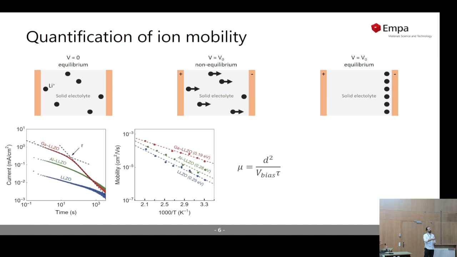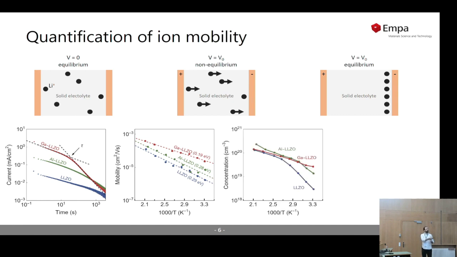And there we see that these materials behave rather differently, as is expected. LZO is in the tetragonal phase, and as we dope them with elements like aluminium and gallium, they become cubic, which increases the conductivity of these materials. And gallium is slightly more repulsive towards lithium, so it's easier for lithium to migrate.